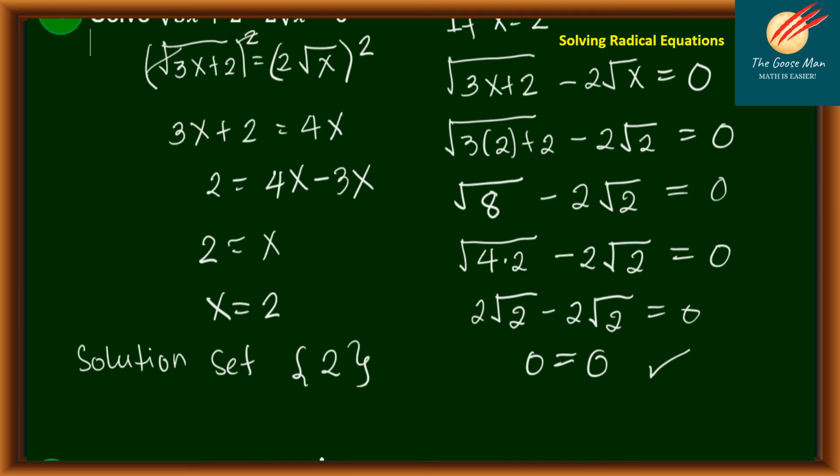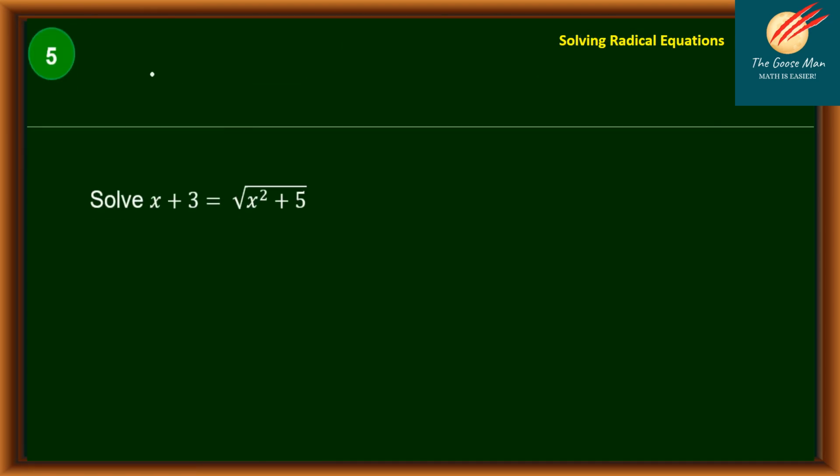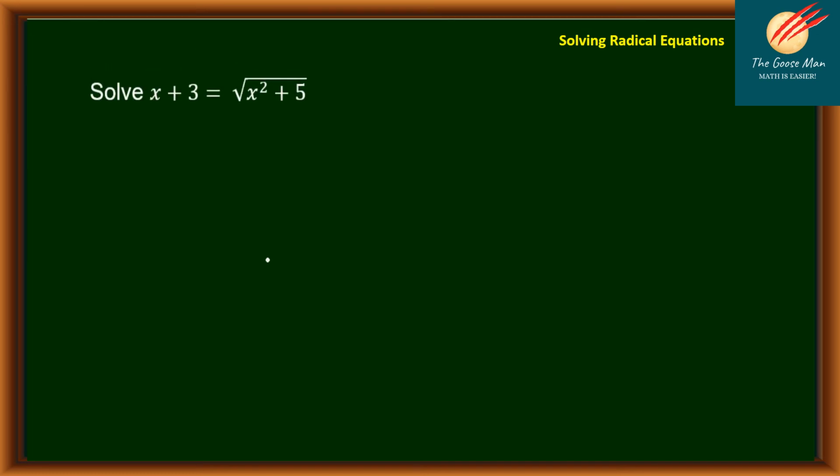Let's move on to item number 5. So for item number 5, we have here: solve square root of x plus 3 is equal to square root of x squared plus 5. Like what we have done in number 3, we'll take the square of both sides of the equation, square both sides of the equation.